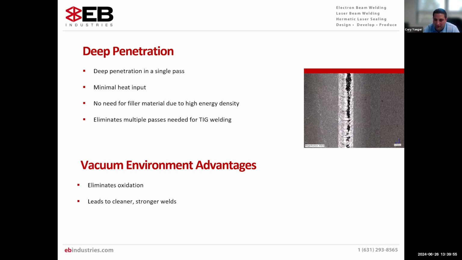While the requirement for a vacuum may seem like a limitation or complexity for your plant, it actually offers several benefits. Welding in a vacuum eliminates the possibility of oxidation and contamination, which leads to cleaner and stronger welds. This is especially important for materials that are sensitive to atmospheric gases.